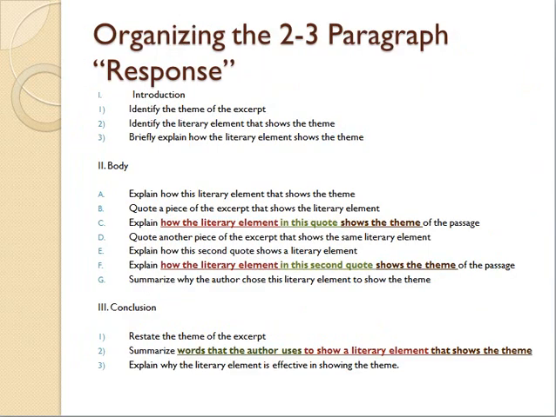Okay, now, let's organize this 2 to 3 paragraph response. Very important. If you're going to print out one page from this presentation, you should print this out, because this will save your behind when you're taking the Regents. It's an outline for the 2 to 3 paragraph response. All you have to do is fill it in, and that's what I'm going to start doing now with quotes from Dracula.